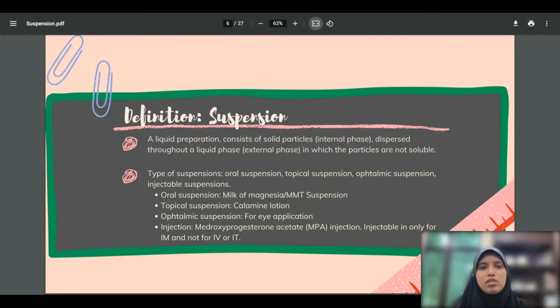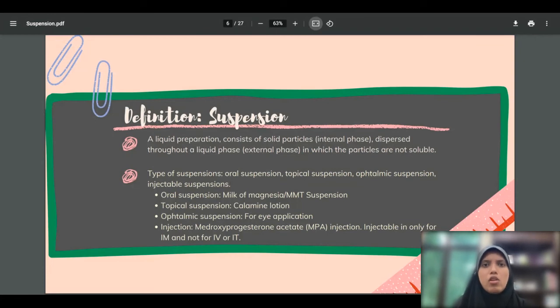There are different types of suspensions. We have oral suspension, topical suspension, and ophthalmic suspension. What is the meaning of ophthalmic? Ophthalmic is for application into the eye. And we also have injectable suspensions.